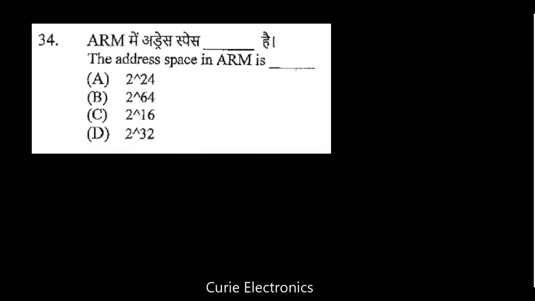Question number 34. The address space in ARM is 2 to the power 32, and so we can access around 4 GB of memory. 4 gigabytes of memory.